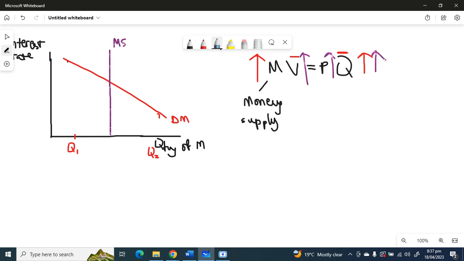Now, if we hold the velocity of money constant and the output constant, if you increase the money supply, prices are going to go up. And you know inflation is the increase of prices. So this is what this equation is telling us, that if you hold these two variables constant, inflation is directly related to the money supply.